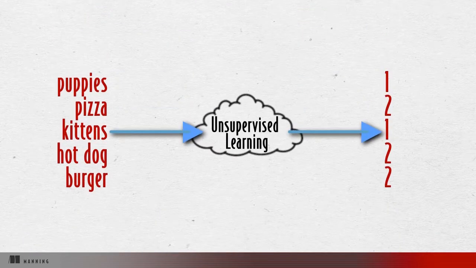Check out this example. Even though the algorithm didn't tell us what the clusters are named, can you figure out how it clustered the words? Think about it for a second. Notice that puppies and kittens got labeled as 1 and pizza, hot dog, and burger got labeled as 2. Later, we will unpack how other forms of unsupervised learning are also just a form of clustering and why these clusters are useful for supervised learning.